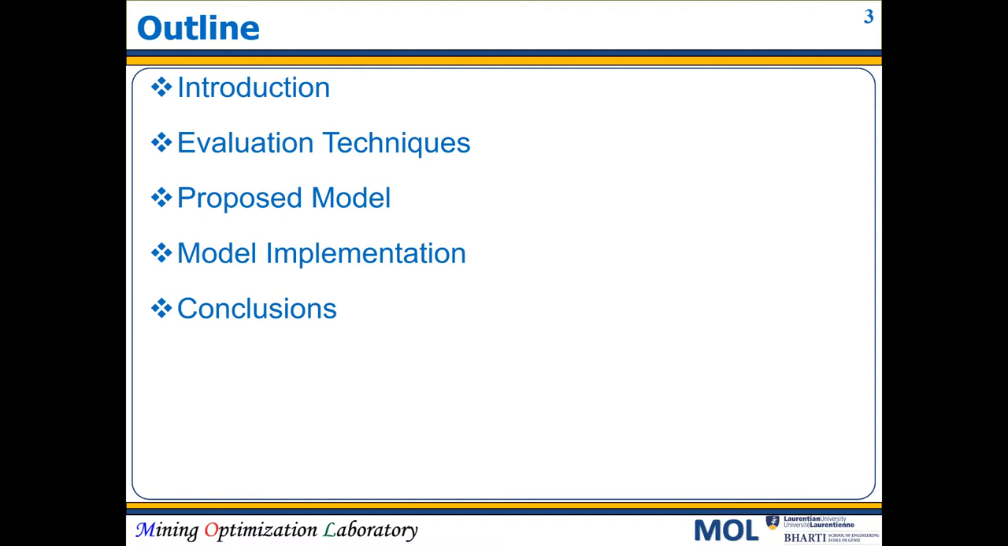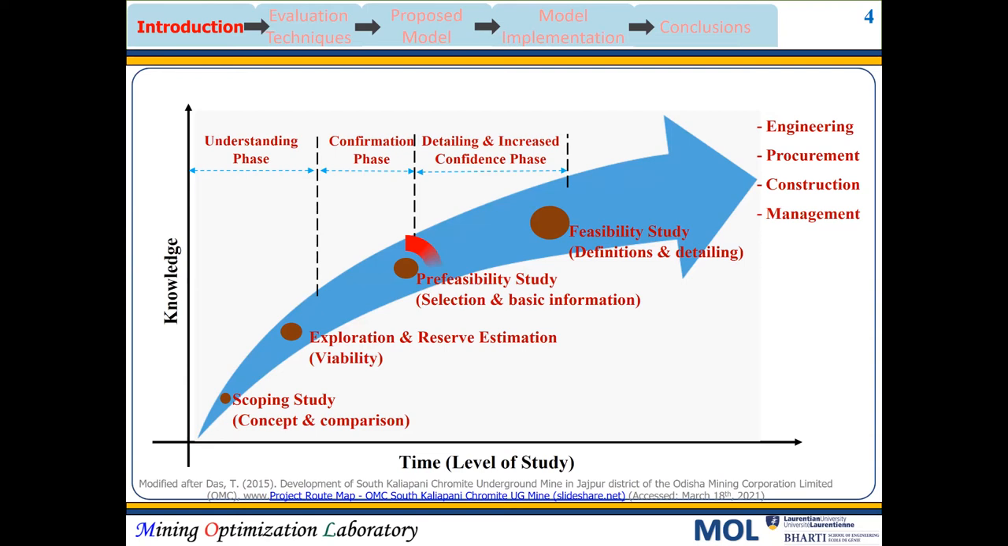So basically, once a resource is discovered, we go through a process where we try to acquire lots and lots of knowledge about a deposit, right? Through exploration, reserve estimation, pre-feasibility and feasibility study. And as we go through these different levels of studies, we acquire more and more knowledge about a deposit.